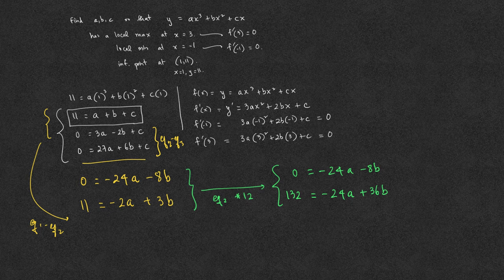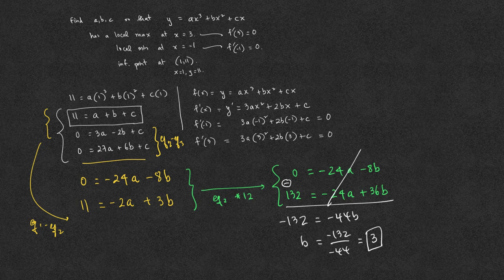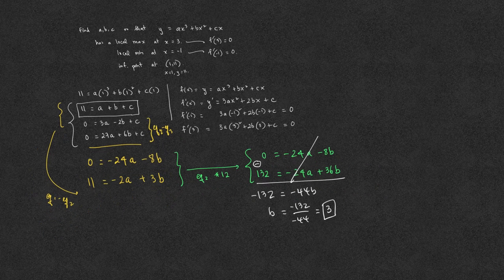We then take the first equation minus the second equation. 0 minus 132 is -132. Negative 24a minus negative 24a cancels out. Negative 8b minus 36b is negative 44b. So b is negative 132 divided by negative 44, which is positive 3. So we found b equals 3.